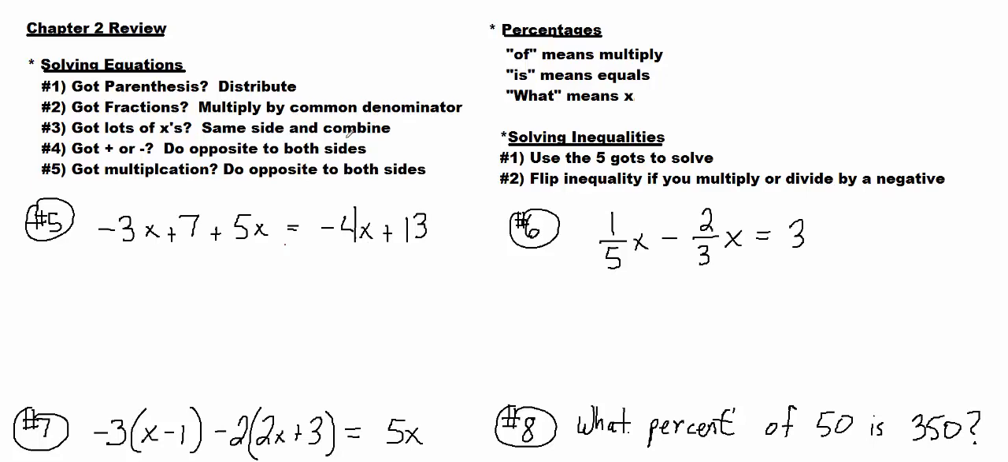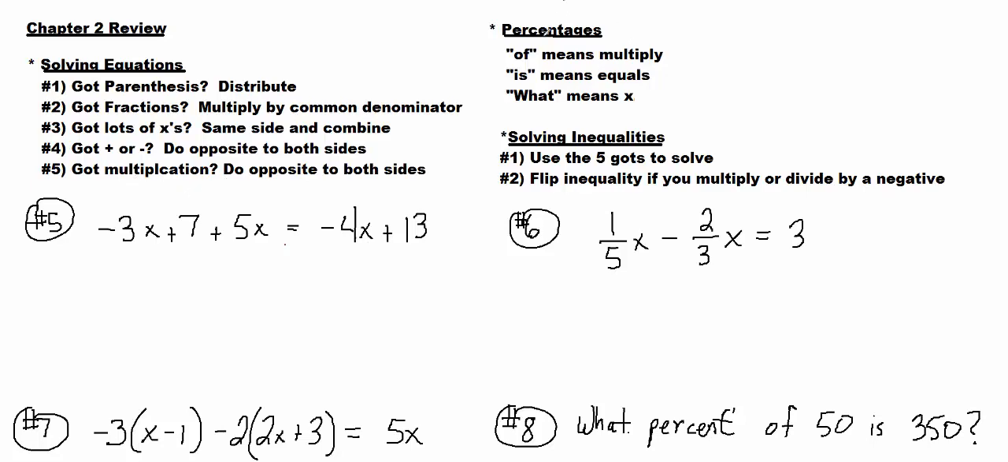You can also do this backwards. You can combine them and then get them to the same side if you want. Number 4, got addition or subtraction? If you do, you need to do the opposite to both sides of the equation. The very last step when solving equations is that when you've got multiplication, you're going to do the opposite, which is division, to both sides.